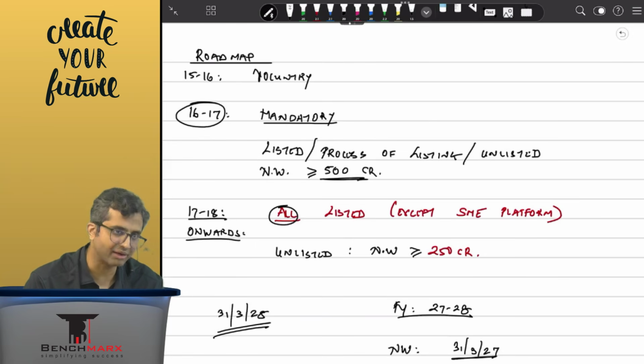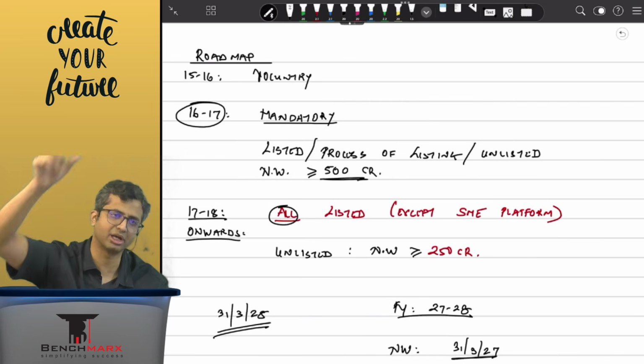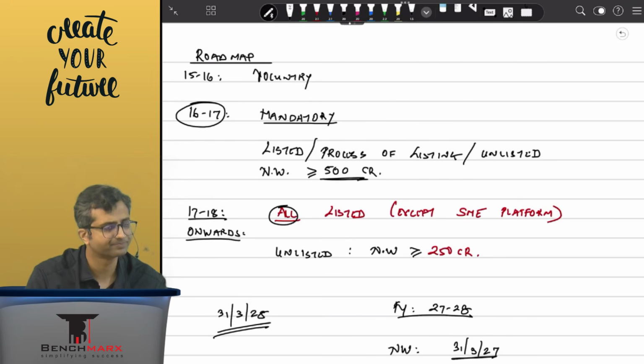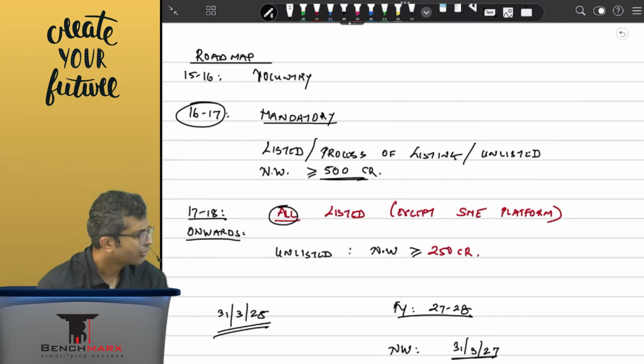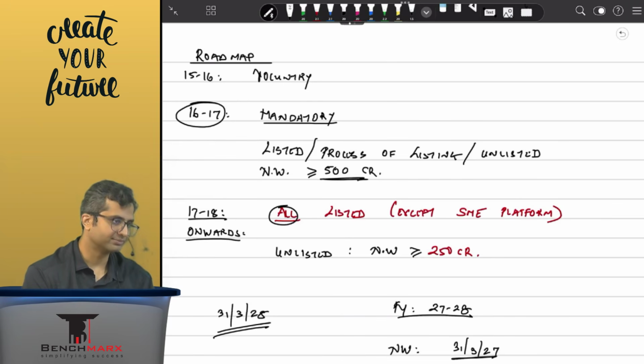It does not matter. I will look at the AS limit only. So I don't have to see कि Ind AS के हिसाब से what should be the net worth. I will take based on AS limit only. Okay. So this is a general application. Now the last thing, okay.